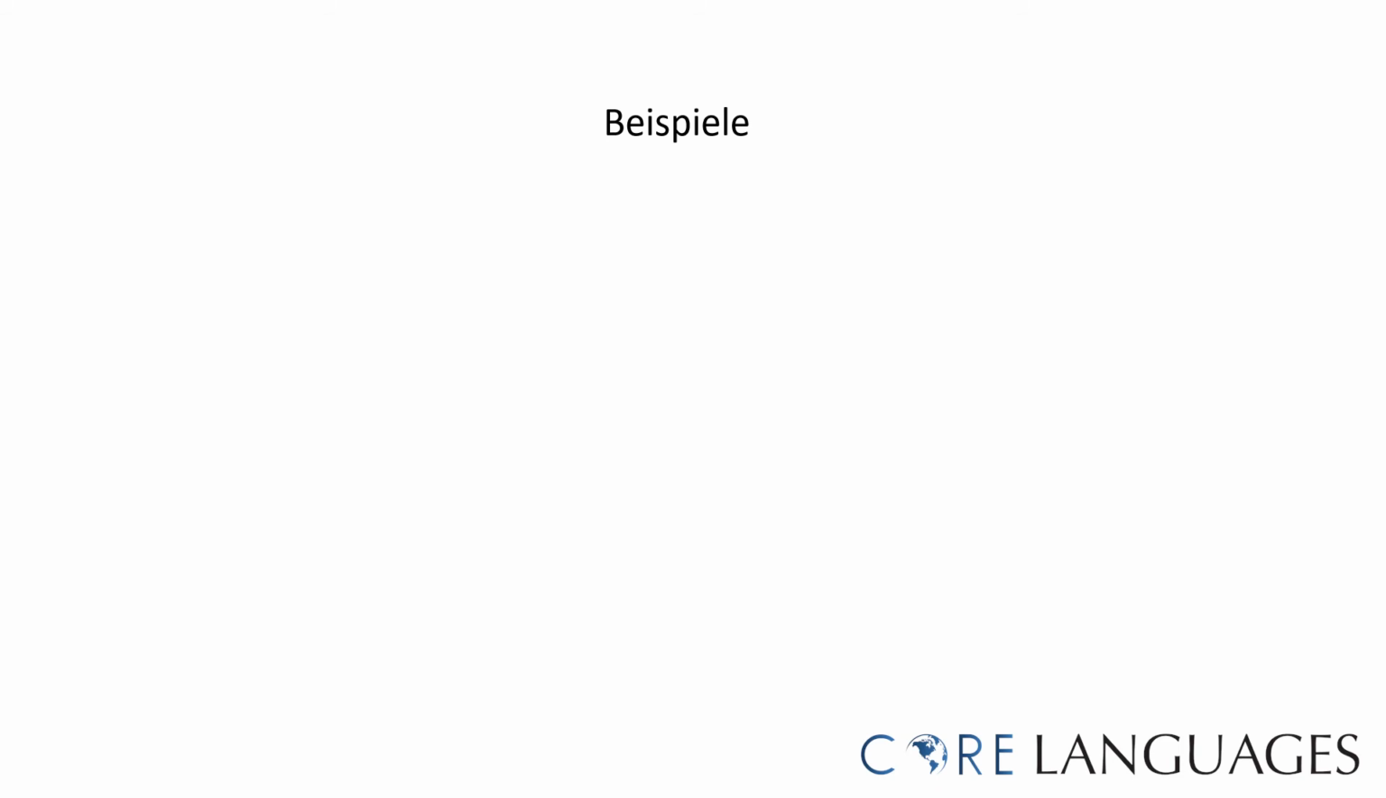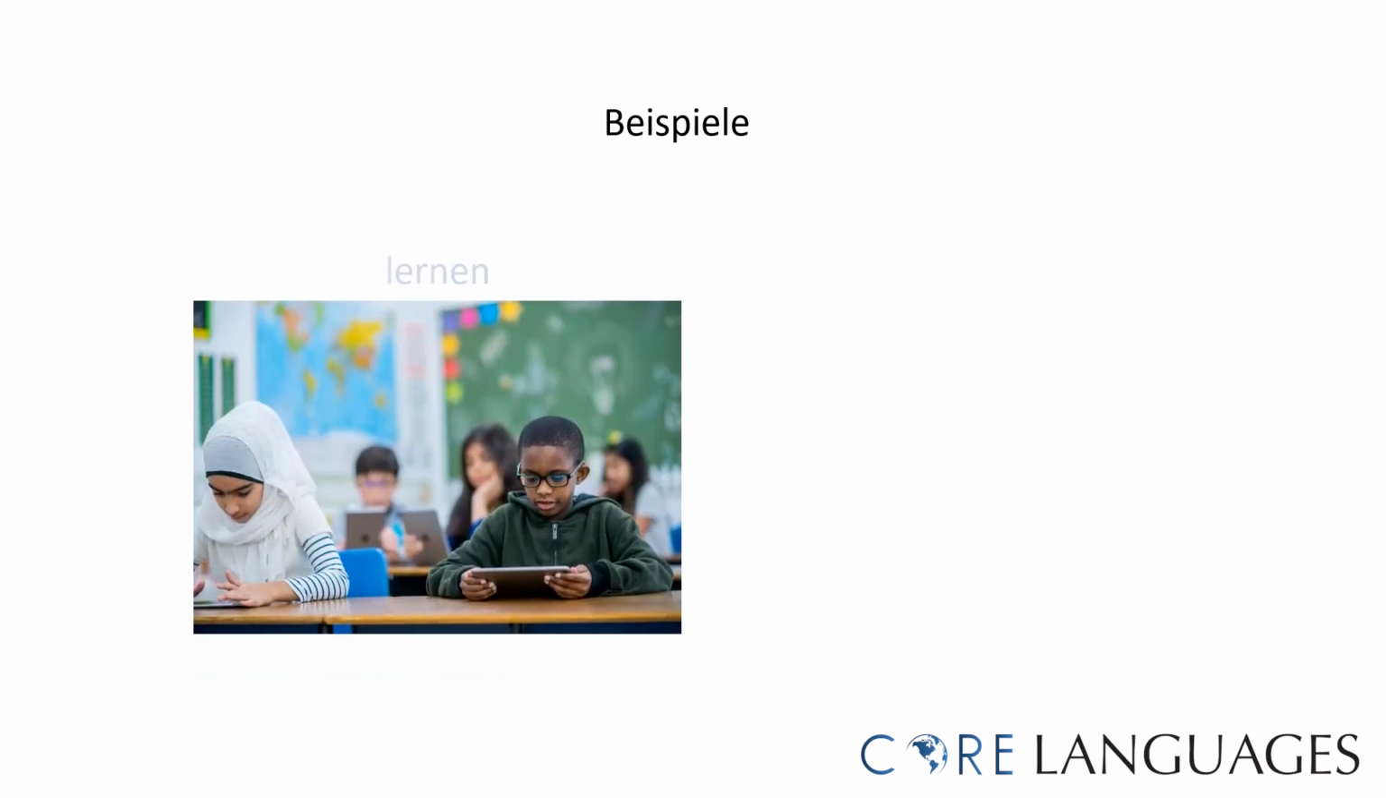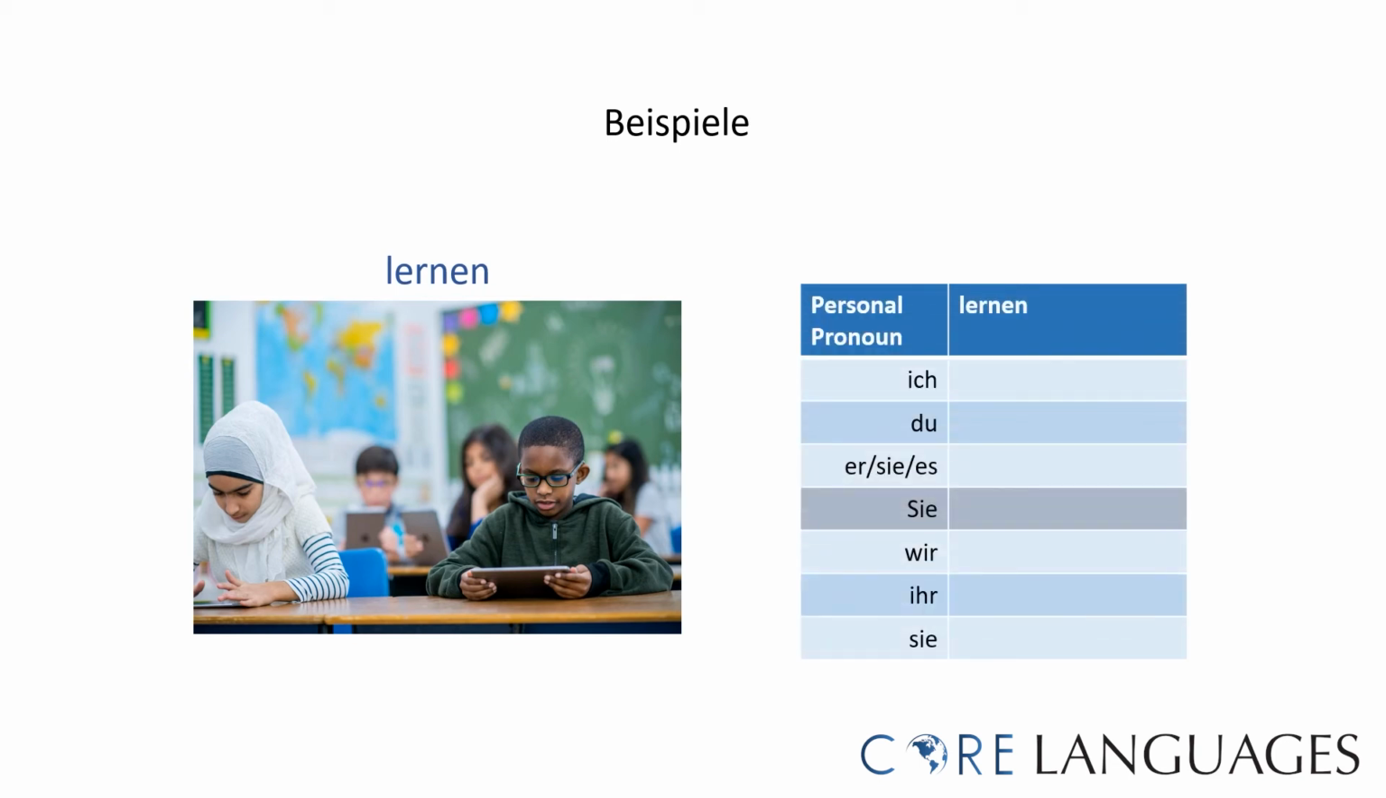See if you can conjugate the next Beispiel. Lernen, to study or to learn. Ich lerne, du lernst, er, sie, es lernt, sie lernen, wir lernen, ihr lernt, sie lernen.